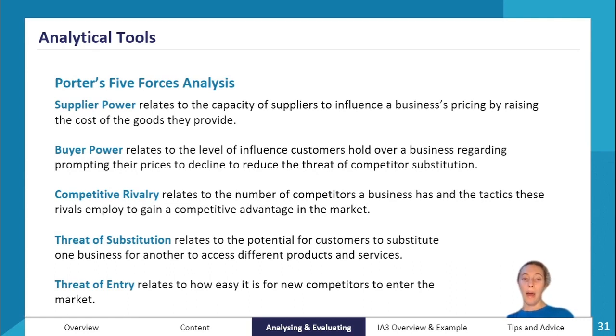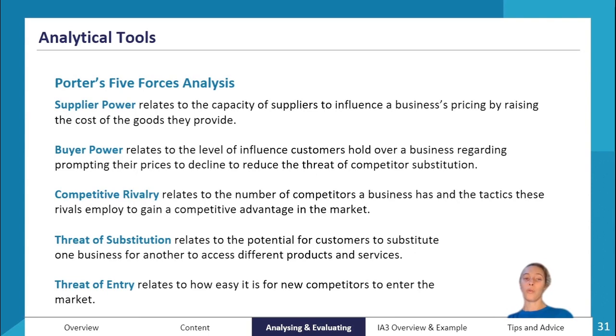So, supplier power. We can think about something like all of the supermarkets that rely on the suppliers to make sure that they've got all of the products that people want. It's the capacity of those suppliers to influence a business's pricing by raising the costs of the goods that they provide.